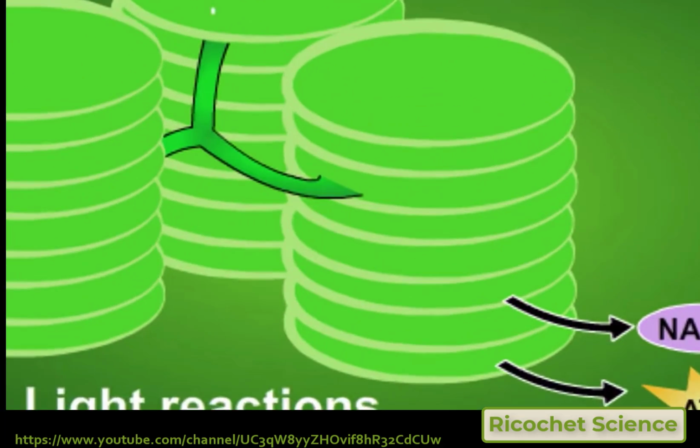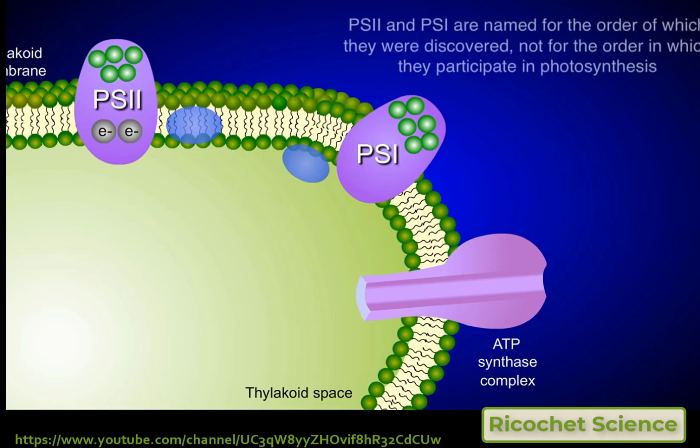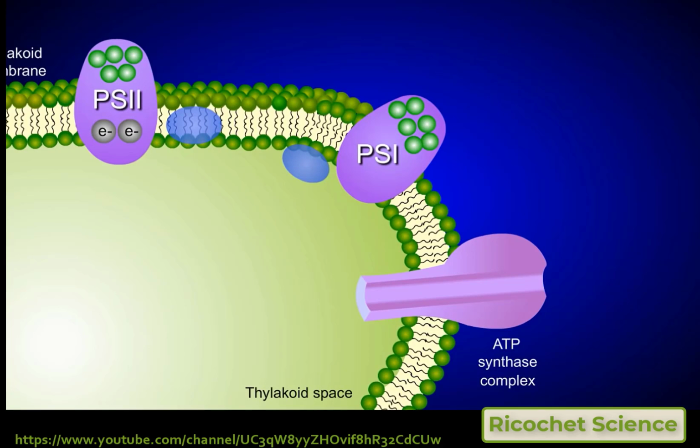Let's zoom into the thylakoids to take a closer look at how ATP is created. The light reactions use two photosystems, called photosystem 1 and photosystem 2, which are both embedded in the thylakoid membrane. It's important to realize that these photosystems are named for the order in which they were discovered, not for the order in which they participate in the photosynthetic process. The light reactions actually begin at photosystem 2.